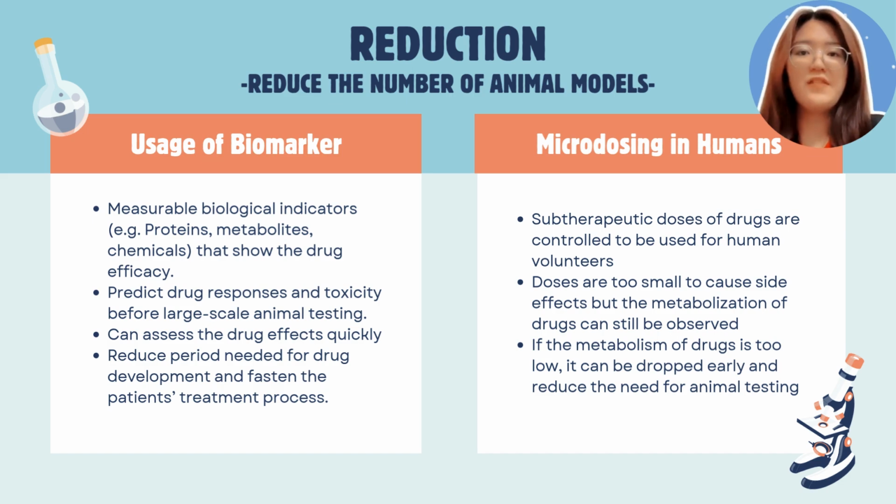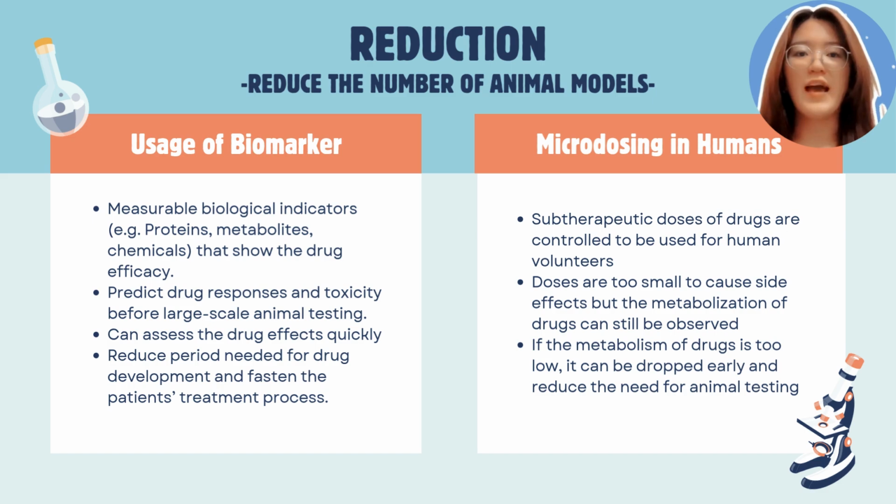As animals have different body structures compared to humans, this causes the drug testing to lack accuracy and requires more animal models for validation. By observing the biomarkers in humans, drug responses and toxicity can be predicted before large-scale animal testing. Biomarkers can also speed up the study duration as the drug effects can be assessed very quickly as compared to animal models. The period needed for drug development can be shortened and potentially hasten the treatment process for the patients.